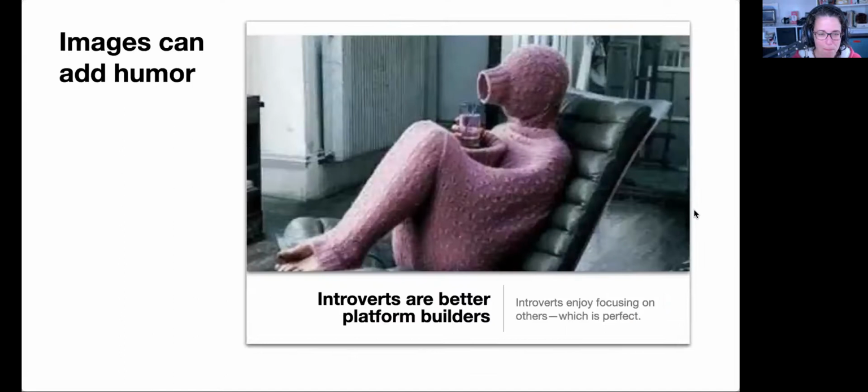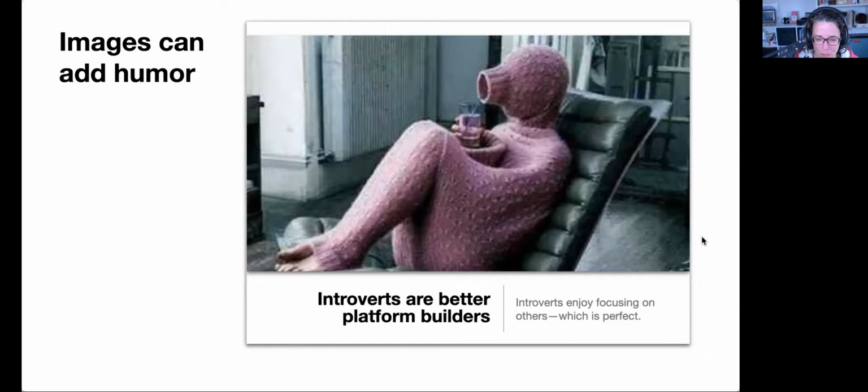And one of my favorite uses for images is just to add humor. I'll talk about how to search for images in a second, but when I was doing some research for a presentation on platform building, I ran across this knitting project for introverts. I don't think it's a real knitting project, but you always get a laugh out of visuals like this, and it just helps increase engagement and attention.